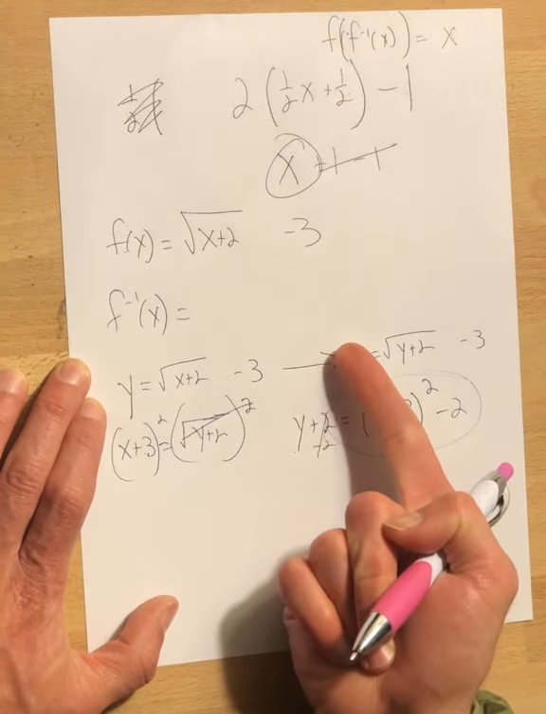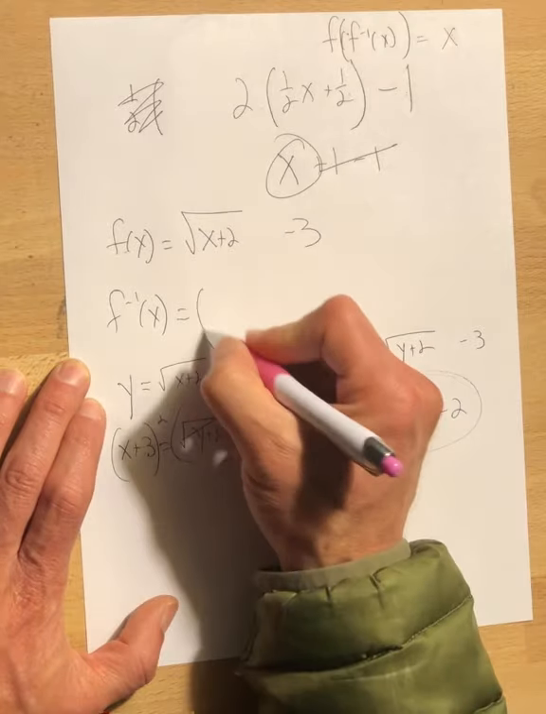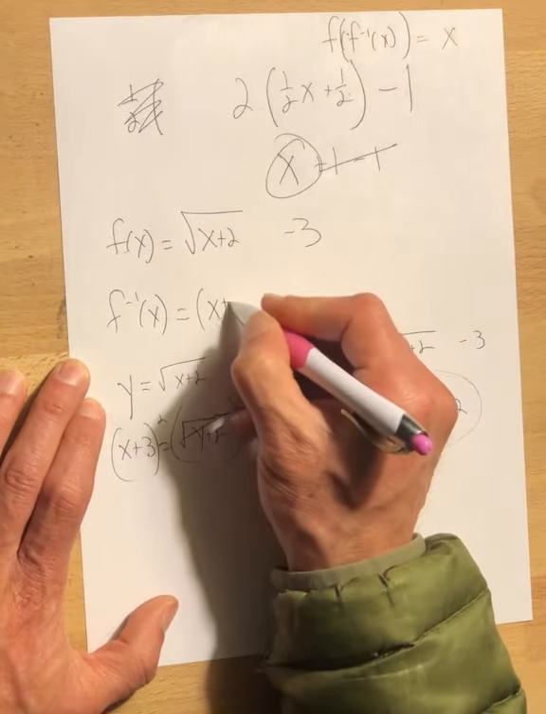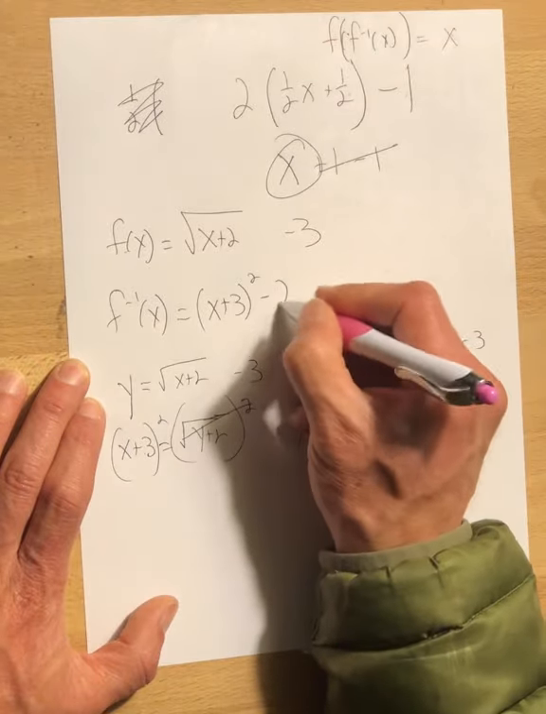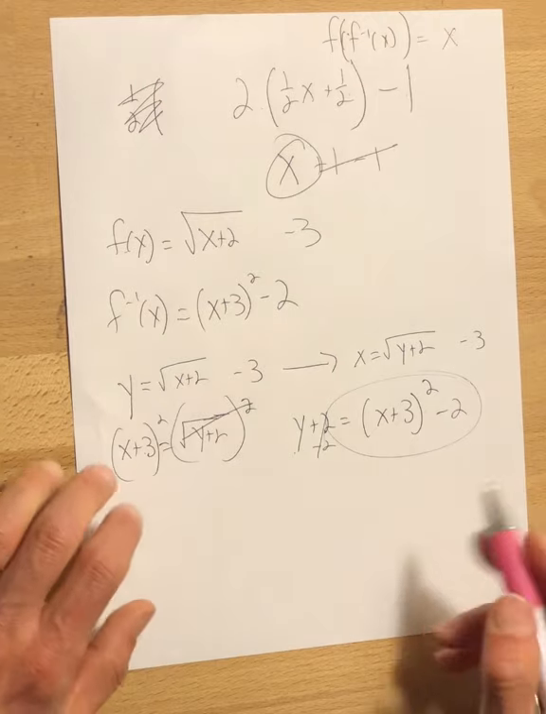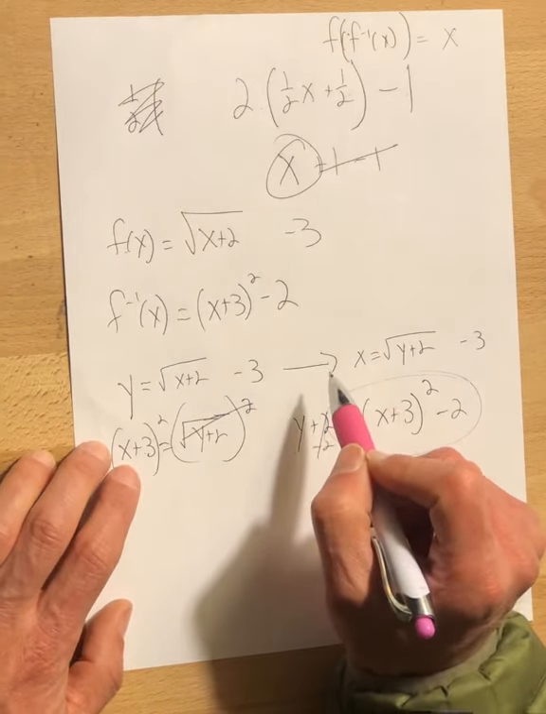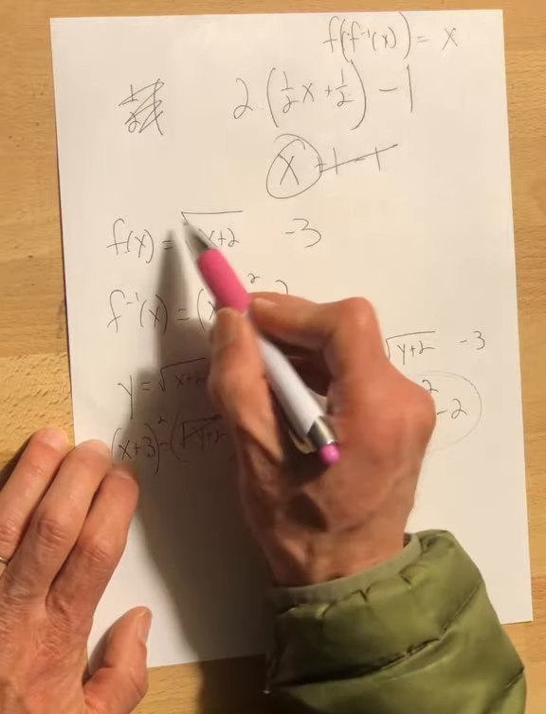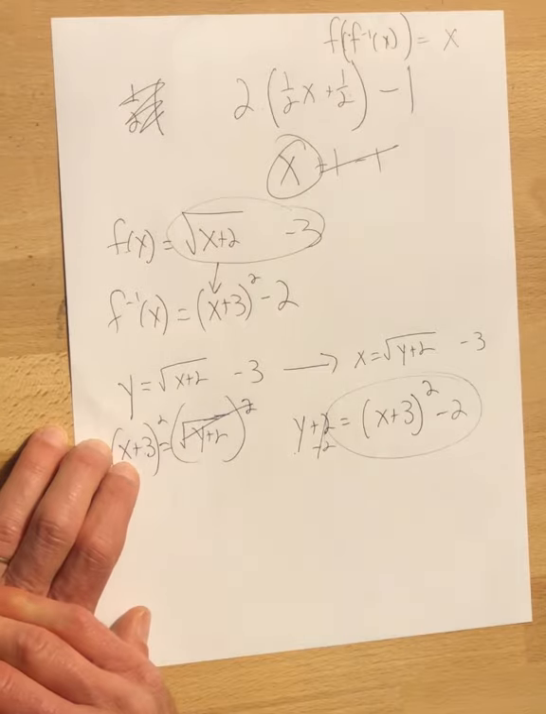Step number 1, I flip the x and the y. Step number 2, I solve back for the y. So the inverse is x plus 3 squared minus 2. Okay, now let's see if they are true inverses of each other. So what I'm going to do is take this x and plug it into this x and see if I get x as an answer.